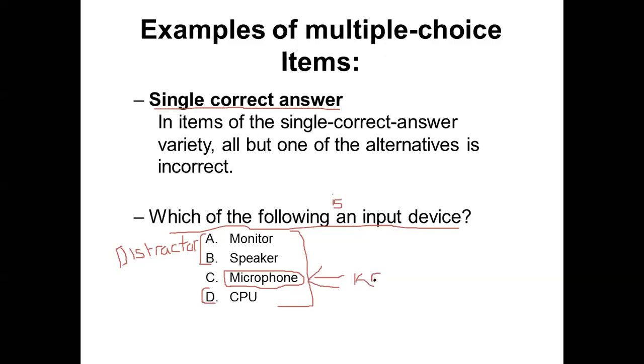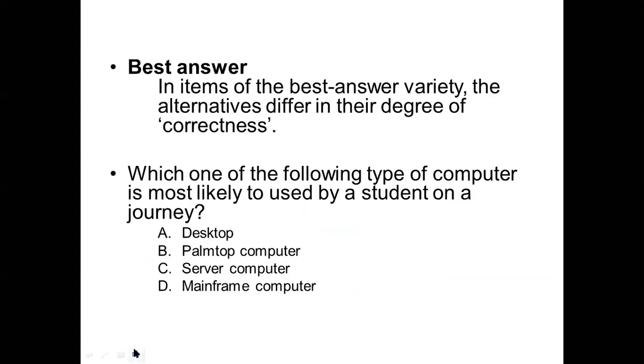This is also a type of multiple choice that we can give, where you have a single correct answer. Are we together? Okay. So the next form of multiple choice are those we call best answers. Now, in terms of the best answers variety, the alternatives differ in their degree of correctness.